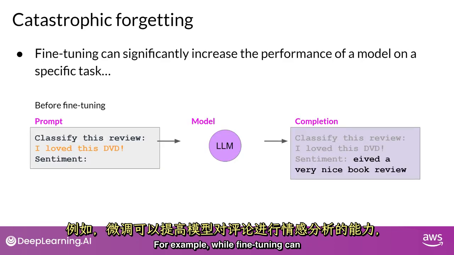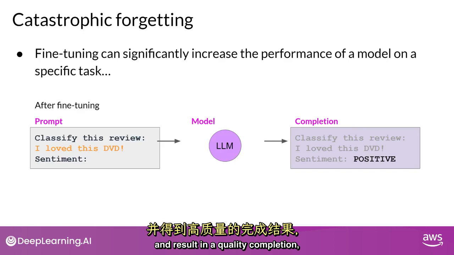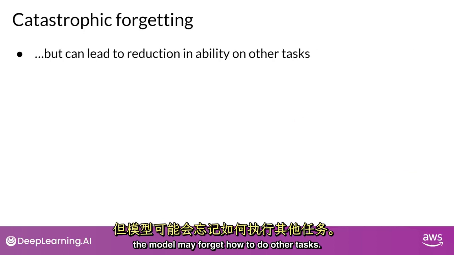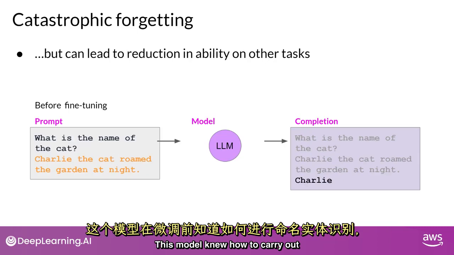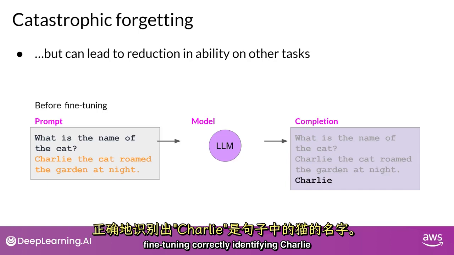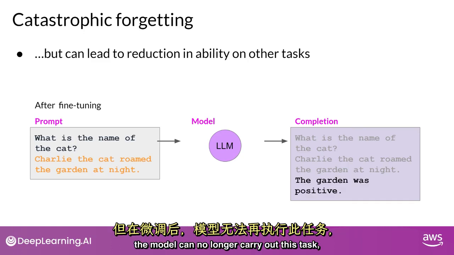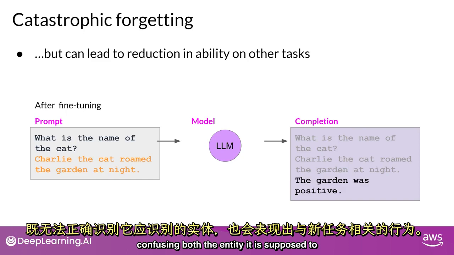For example, while fine-tuning can improve the ability of a model to perform sentiment analysis on a review and result in a quality completion, the model may forget how to do other tasks. This model knew how to carry out named entity recognition before fine-tuning, correctly identifying Charlie as the name of the cat in the sentence. But after fine-tuning, the model can no longer carry out this task, confusing both the entity it is supposed to identify and exhibiting behavior related to the new task.